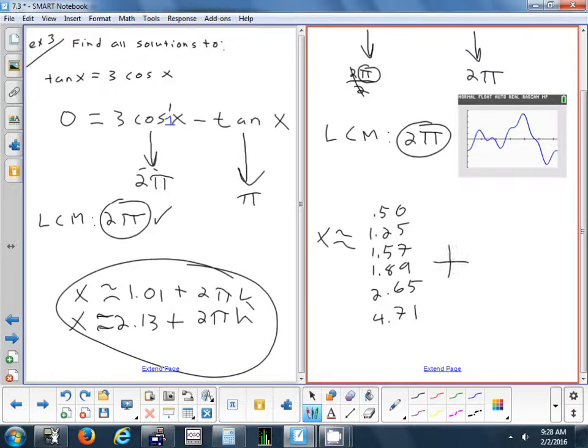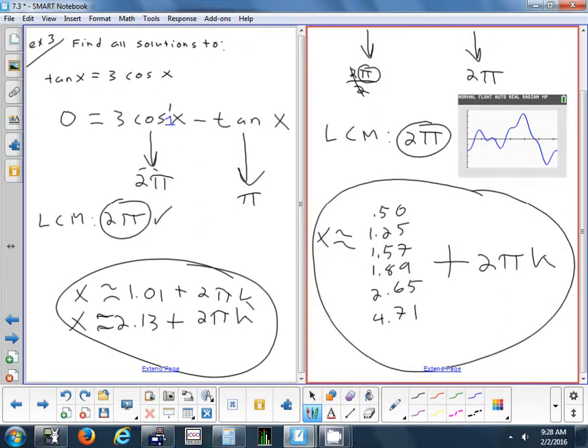On every one of them, I'm just going to put plus what goes on the end of all of them. I'm just going to write it like this, and just understand that that means plus 2 pi k on everything. Any question on that one?